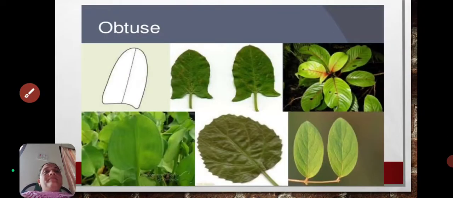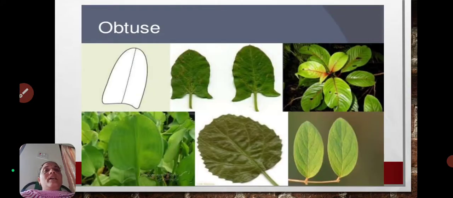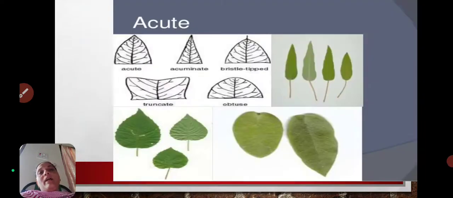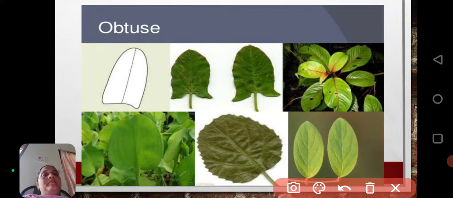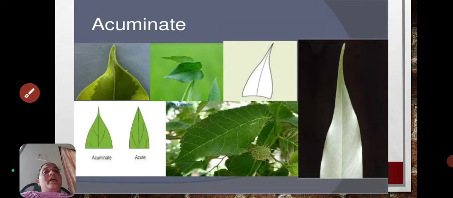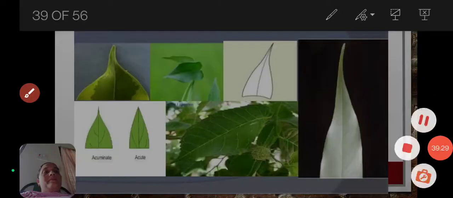Okay, so in that, this looks like obtuse, but this is acute. These are the obtuse leaves, having a blunt end. These are the acuminate leaves, acuminate, long and sharp leaf, long and sharp. Okay, acuminate.